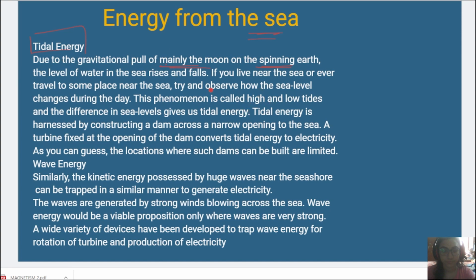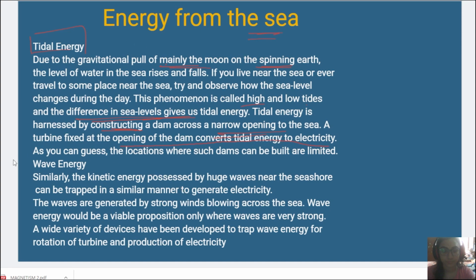This phenomenon of high and low tides and the difference in sea level gives us the tidal energy. So it is harnessed by constructing a dam across a narrow opening in the sea. The turbine fixed at the opening of the dam converts the tidal energy into electricity, and you know how it happens through the electrical generator.